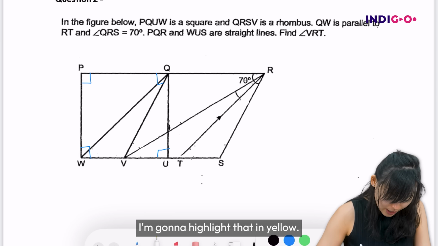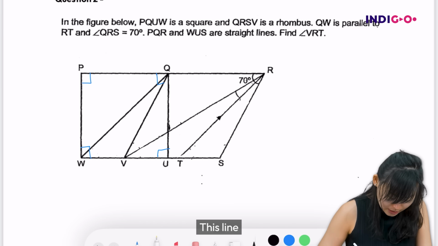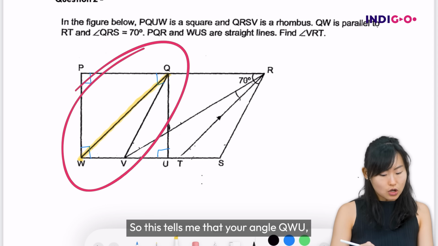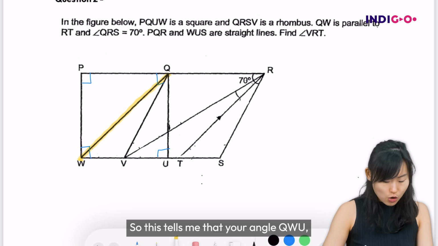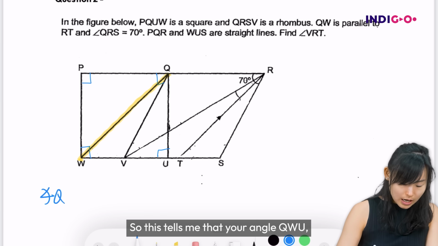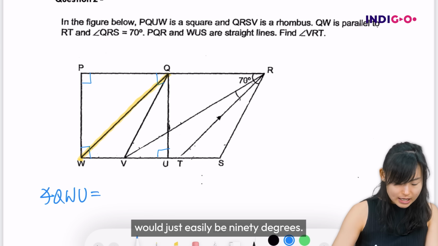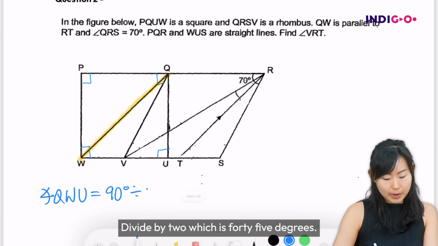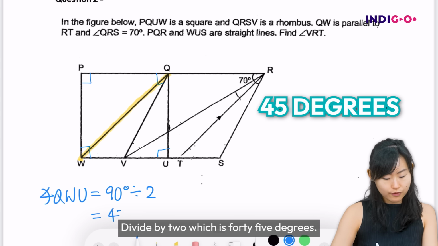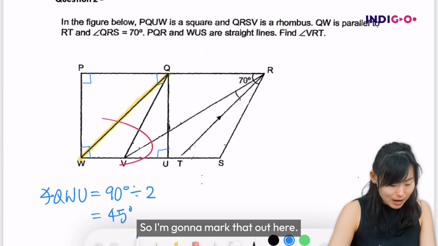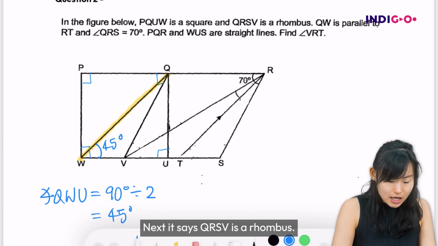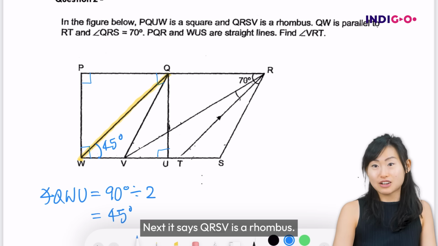I'm going to highlight that in yellow. This line here cuts the square exactly into half. So this tells me that your angle QWU would just easily be 90 degrees divided by 2, which is 45 degrees. So I'm going to mark that out here. This is 45 degrees.